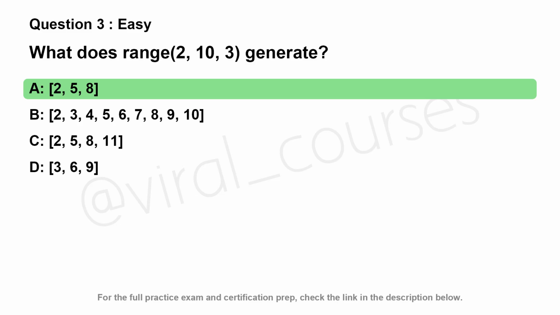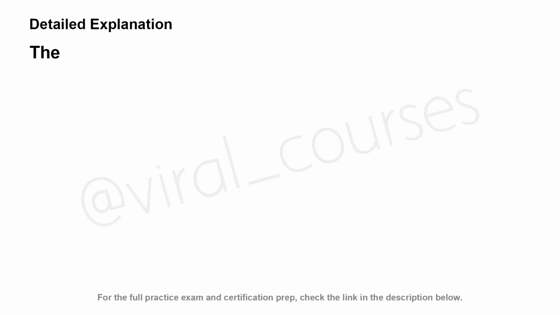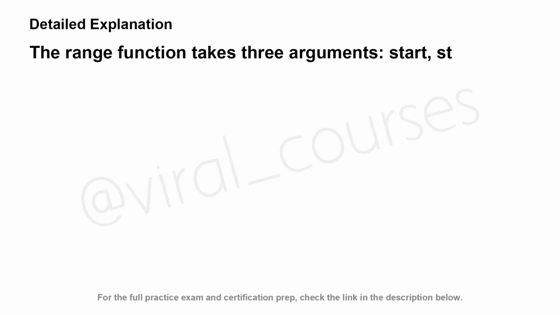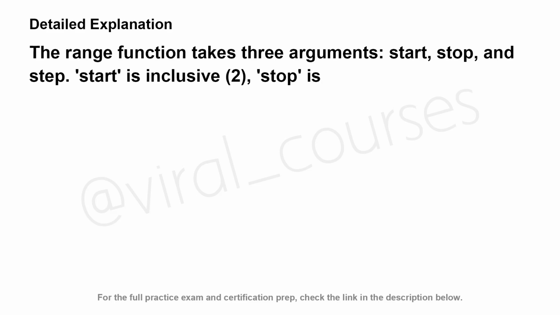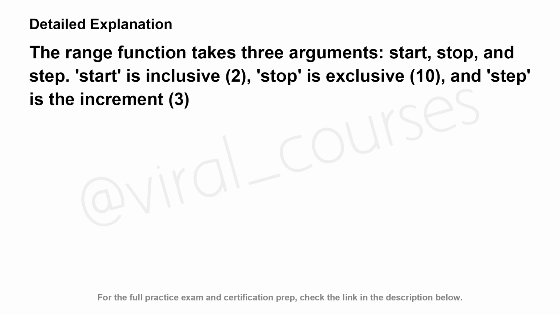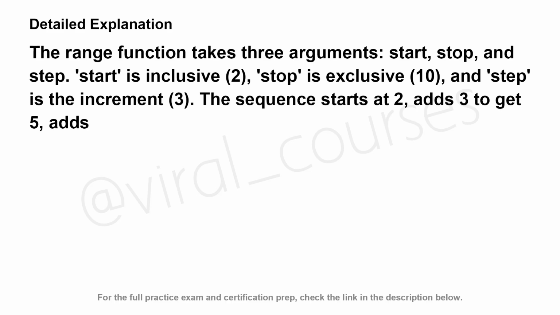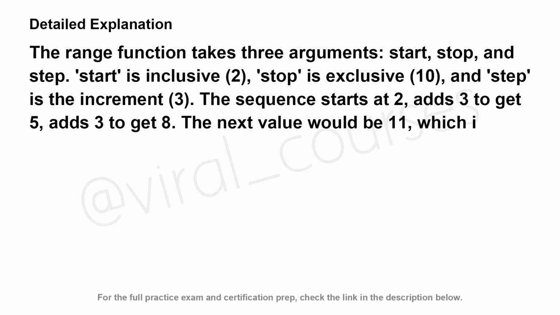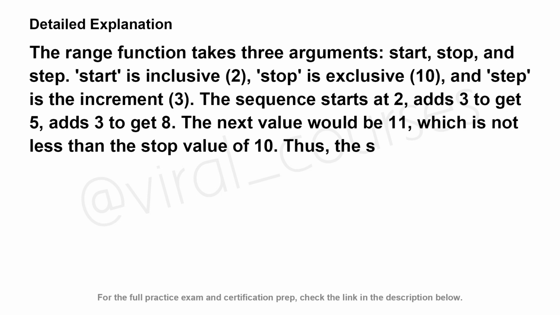The correct answer is A. The range function takes 3 arguments: start, stop, and step. Start is inclusive, 2. Stop is exclusive, 10. And step is the increment, 3. The sequence starts at 2, adds 3 to get 5, adds 3 to get 8. The next value would be 11, which is not less than the stop value of 10. Thus, the sequence is 2, 5, 8.